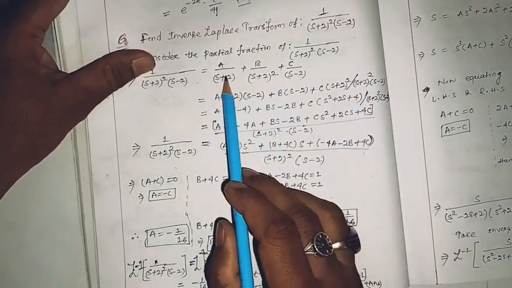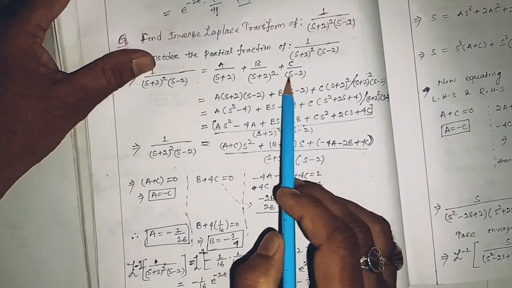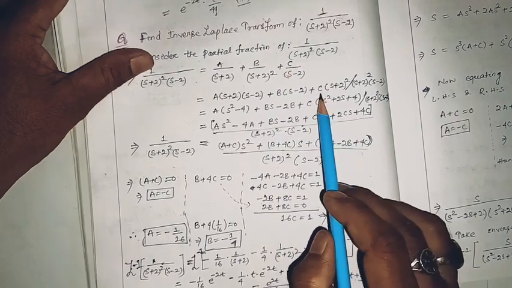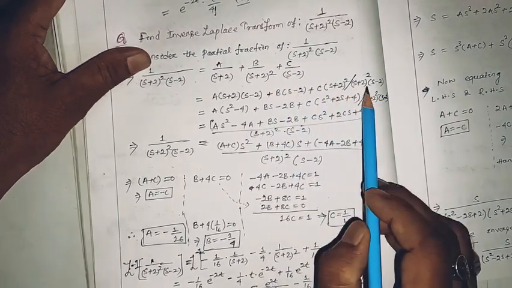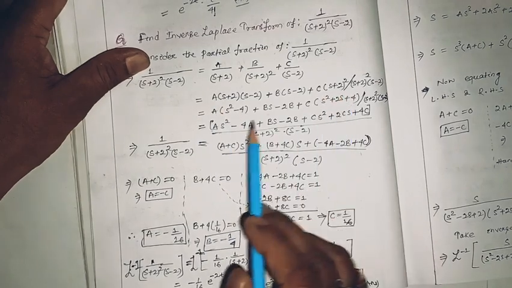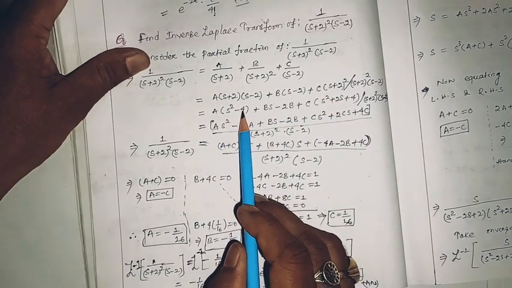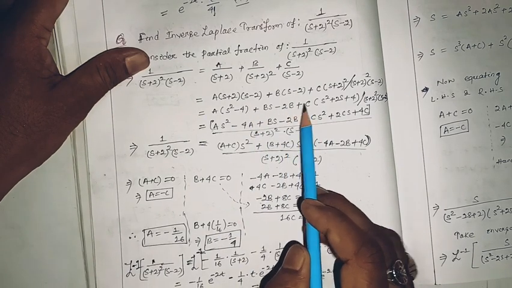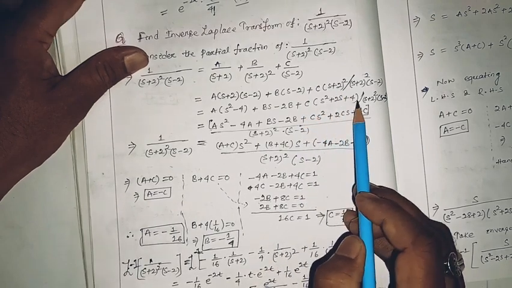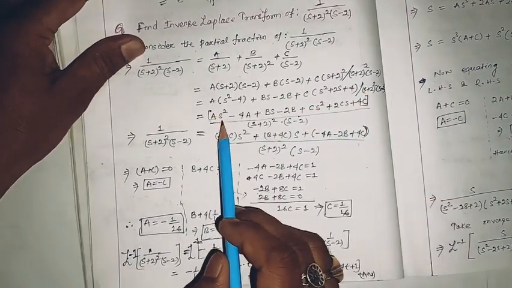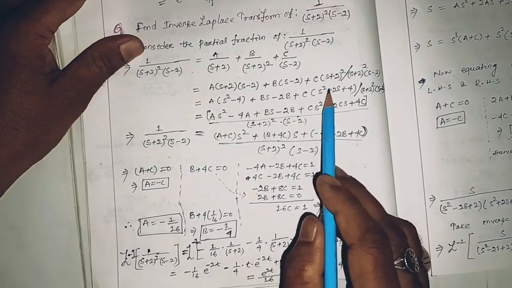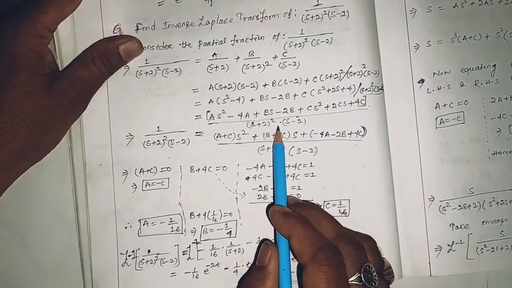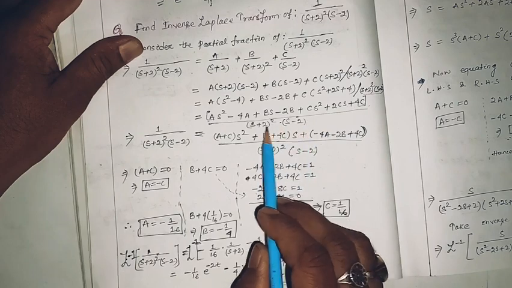You just add it, it will be a into (s plus 2) into (s minus 2) plus b into (s minus 2) plus c into (s plus 2) square, divided by (s plus 2) square into (s minus 2). Just solve the numerator: a into (s square minus 4) plus bs minus 2b plus c into (s plus 2) square, which is a s square minus 4a plus bs minus 2b plus c s square plus 4cs plus 4c, whole divided by (s plus 2) whole square into (s minus 2).